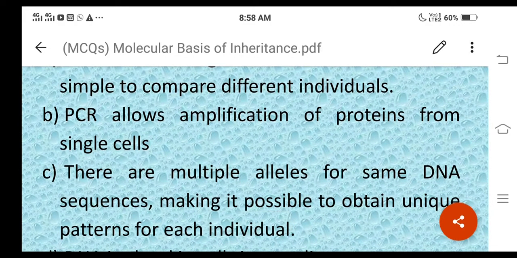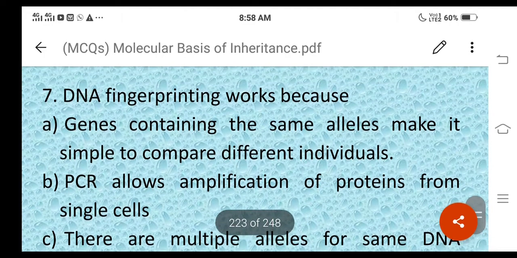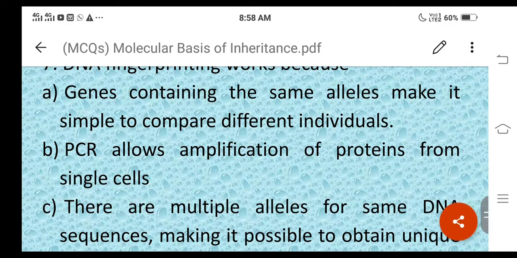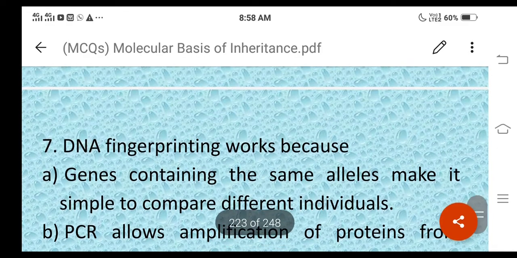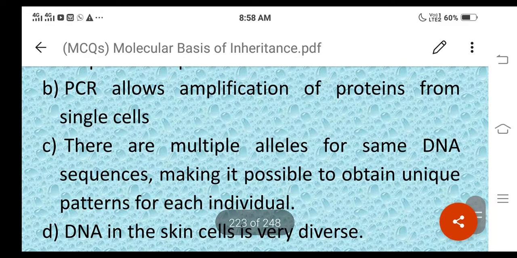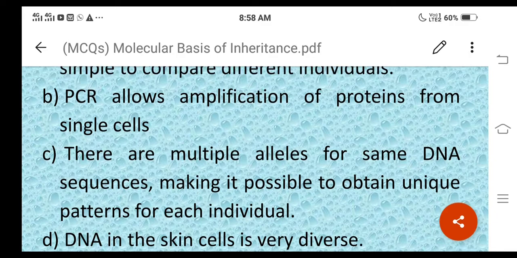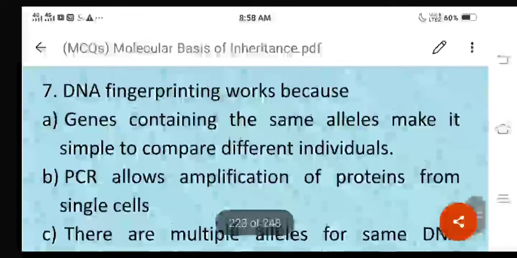Option B, what is there? PCR allows amplification of proteins from single cells. This is also wrong. Then C, there are multiple alleles for same DNA sequences, making it possible to obtain unique patterns for each individual. Then option D, DNA in the skin cells is very diverse. Here option C is the correct answer. There are multiple alleles for same DNA sequences, making it possible to obtain unique patterns for each individual. This is the correct answer.